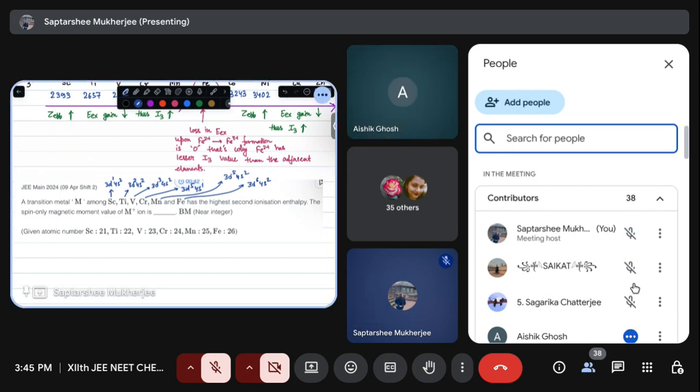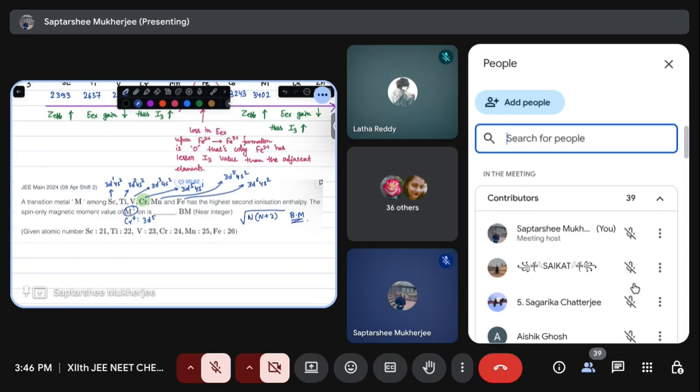Chromium, because during the second ionization, chromium will lose its half-filled configuration. Correct or not, everyone? Yes, sir. So M plus, that means chromium plus, what is its electronic configuration? 3d5. So the spin only magnetic moment value, in BM. What is the formula? Root under n into n plus 2 Bohr magneton. Correct or not, everyone?